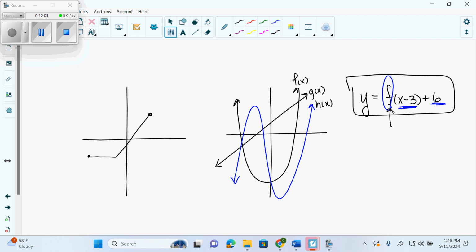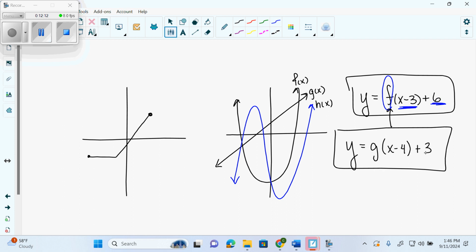So if I want to move the g graph, they might say, okay, move the g, I want you to do this transformation. Now what graph am I affecting? G. And I'm moving G what? A horizontal translation 4 units to the right and a vertical translation 3 units up.